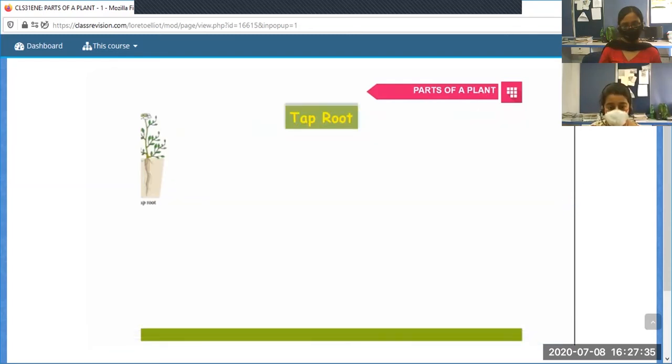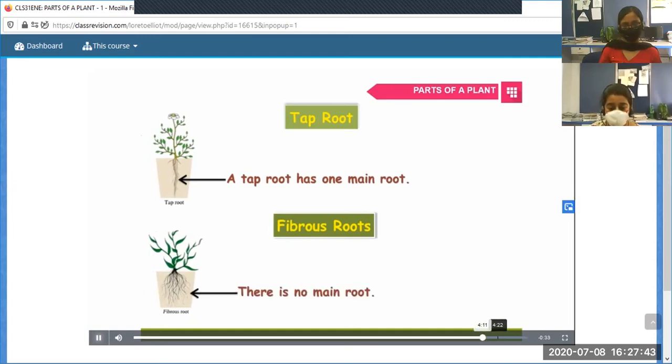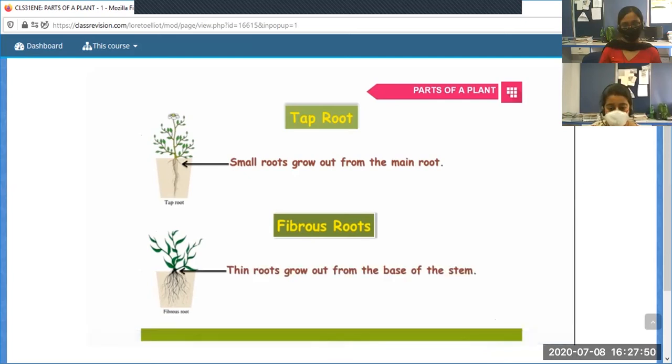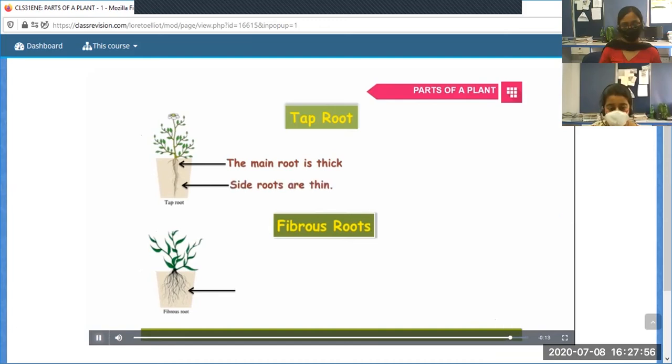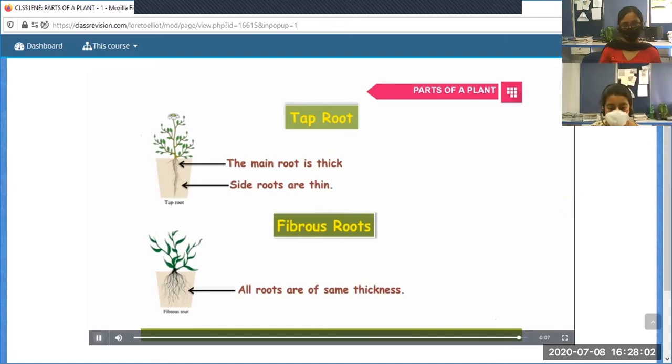Taproot. A taproot has one main root. Fibrous roots. There is no main root. Thin roots grow out from the base of the stem. In taproot, the main root is thick and side roots are thin. In fibrous root, all roots are of the same thickness.